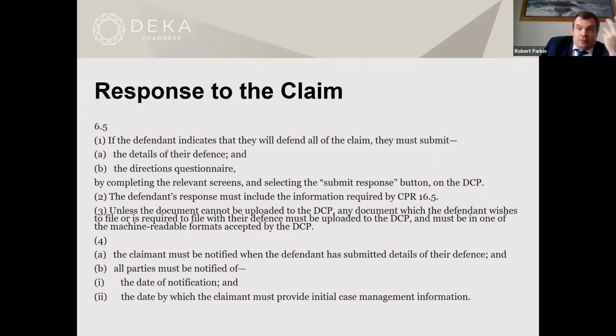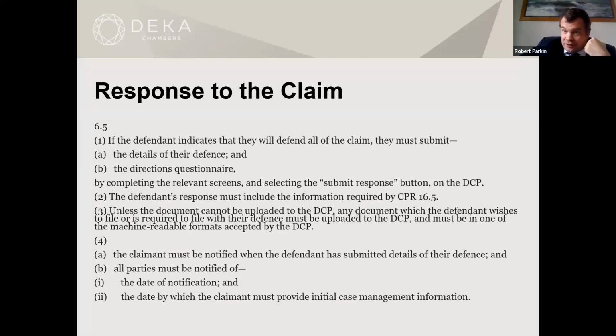6.5. If the defendant, well, here we go. This is the more conventional route. If the defendant indicates that they will defend all of the claim, they must submit details of their defence. Fair enough, and their directions questionnaire at the same time by completing the relevant screens and selecting the submit response button on the DCP. Fair enough.